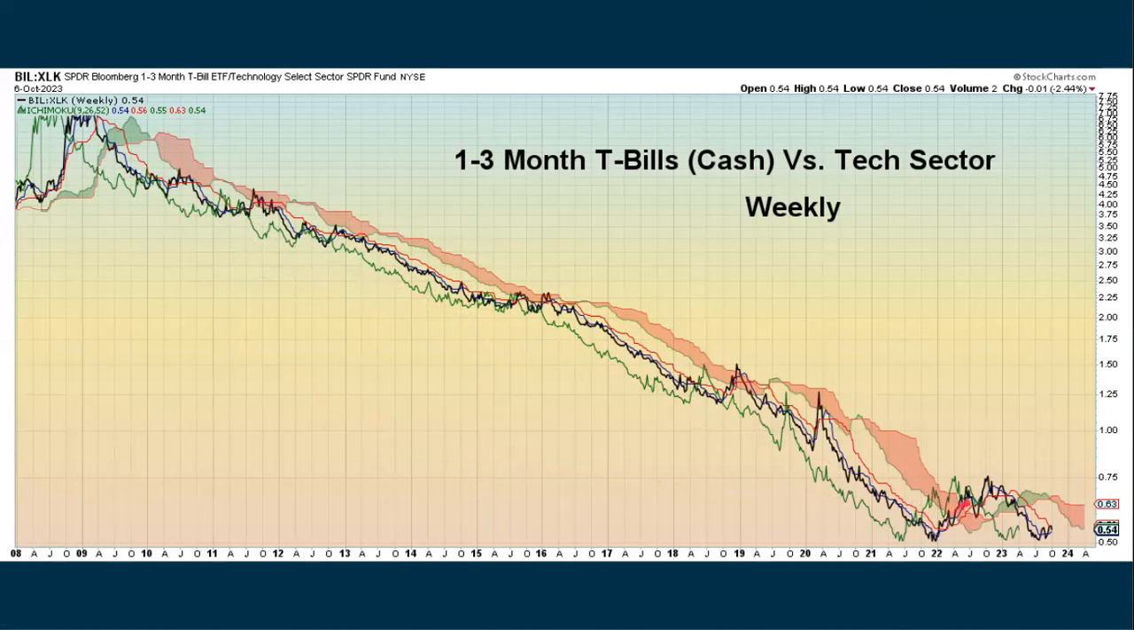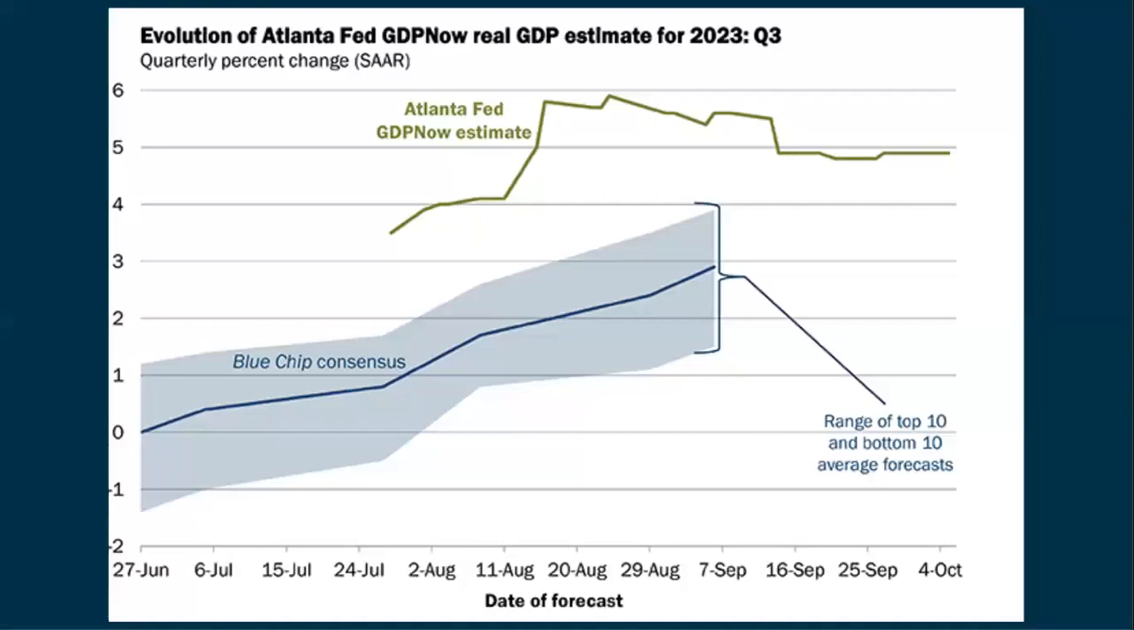Then we hit 2022, where the black line started to go back up. That meant cash was outperforming the tech sector. Now we started to drop back down. We've been chopping around a little bit, but on a longer term basis, the tech sector is still outperforming cash. Looking at the economy, we have GDP.